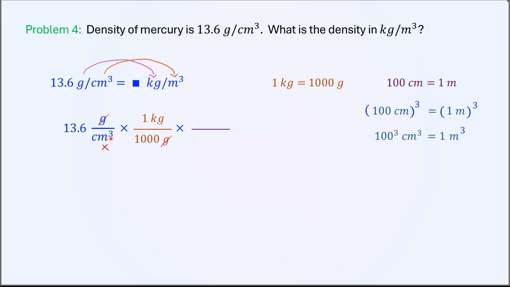We need to get rid of centimeter cubed, which is in the denominator. So you need to put the left-hand side with the unit centimeter cubed in the numerator, and put the right-hand side in the denominator. Now cancel out centimeter cubed and centimeter cubed. Is equal to 13.6 times 1 times 100 cubed divided by 1000 is 13,600. Now the unit is kilogram per meter cubed.